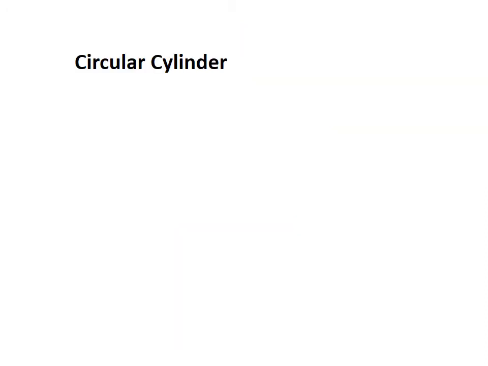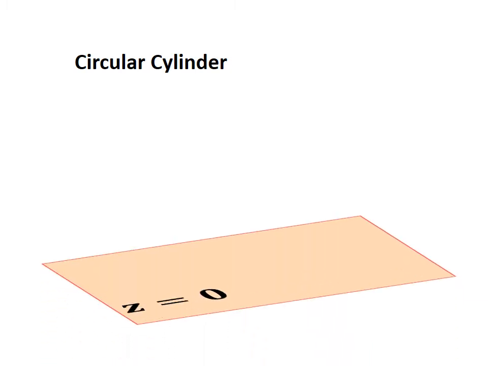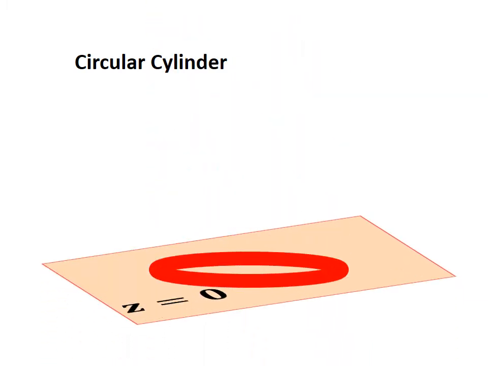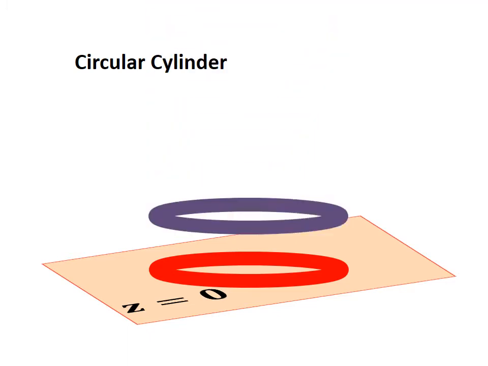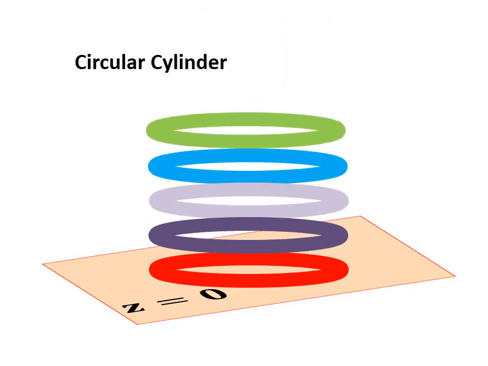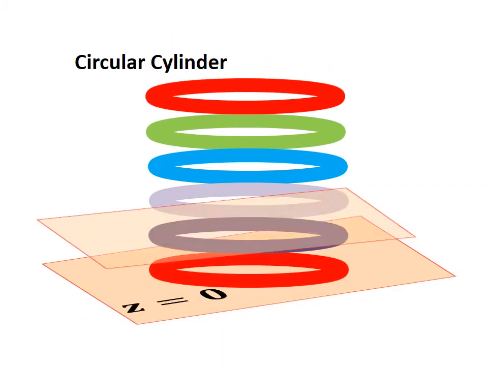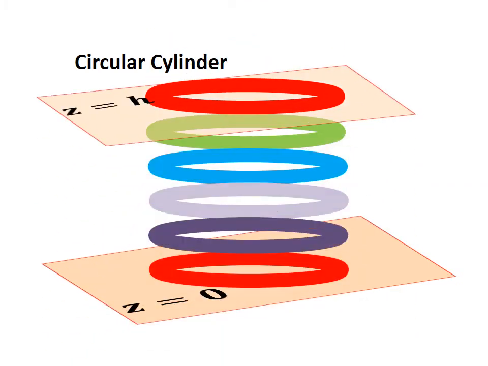Now we will see how to visualize the circular cylinder. On the z equal to 0 plane, stack circular rings of the same center and same radius one over another to a certain height. Here I am stacking these circular rings of the same center and same radius to the height of h units. The radius of the cylinder is a unit, which means we are stacking circular rings of the same center and radius a units. The height of the cylinder is h.